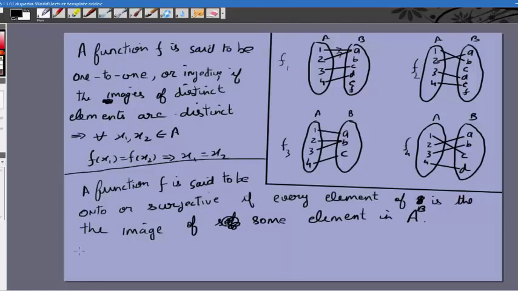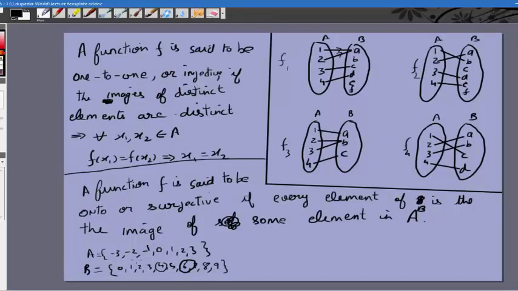So for example, a few minutes ago we looked at A is equal to minus 3, minus 2, 1, 2 and 3, and we took B to be the set 0, 1, 2, 3, 7, 8, 9. Now if we look at the number 4 in the set B, that is the image of an element in A. It is the image of two elements in A, minus 2 and 2. But the element 6 is not the image of any element in A. So this is not an onto or surjective function.